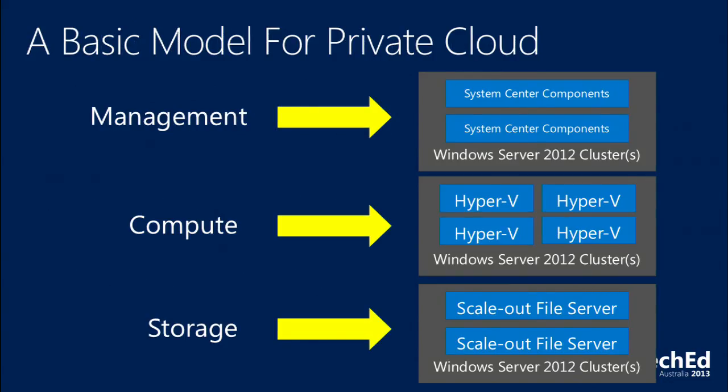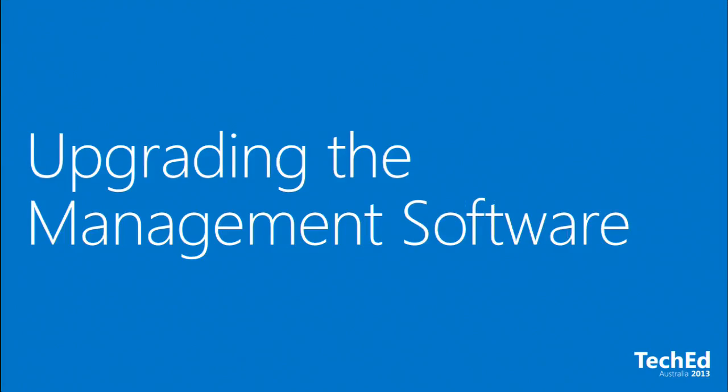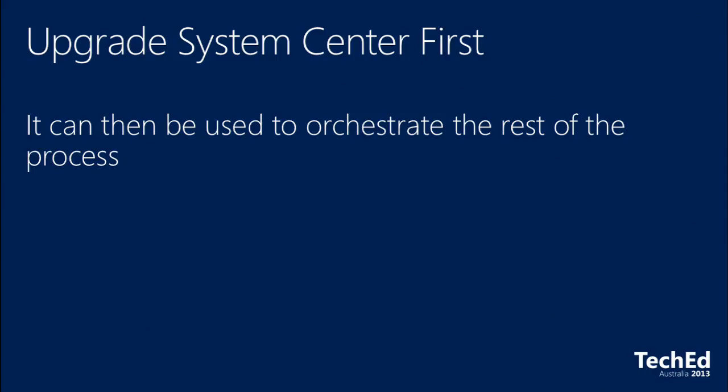So here's kind of the model that we're going to be talking through. System Center for management, Hyper-V for compute, Scale-Out File Server or CSV for storage. So the first place to start is actually with System Center. That's the first thing you're going to want to upgrade. There's a simple reason for this. Your first step is you upgrade System Center, and then you use that to orchestrate the rest of the process.